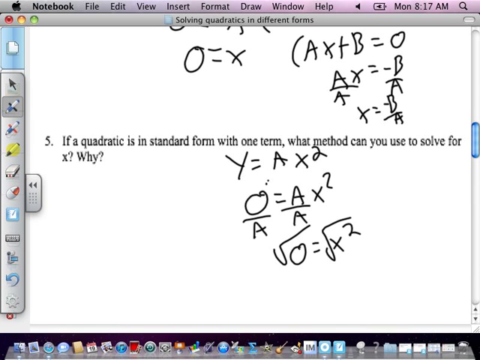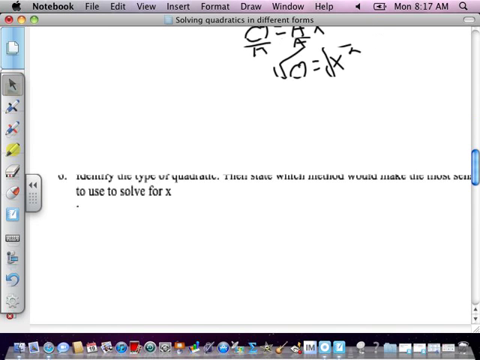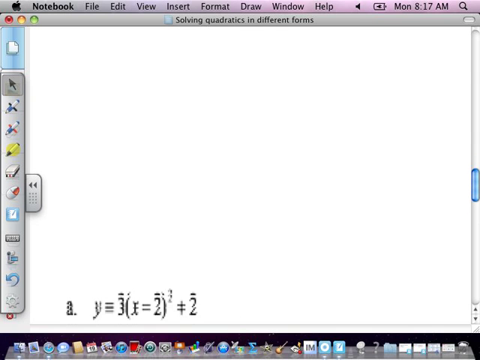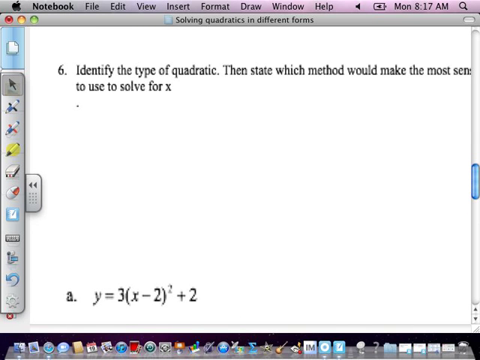All right. Now, let's move on to 6. We're going to go through each of these, and we're going to just say what method we would use. We're not going to solve for x. We're going to identify the type of quadratic and state the method that would make the most sense for solving. Okay. So for the front, that's all we're going to do. For the back, we're actually going to solve it and find the vertex. And I'm going to show you a couple shortcuts, okay?